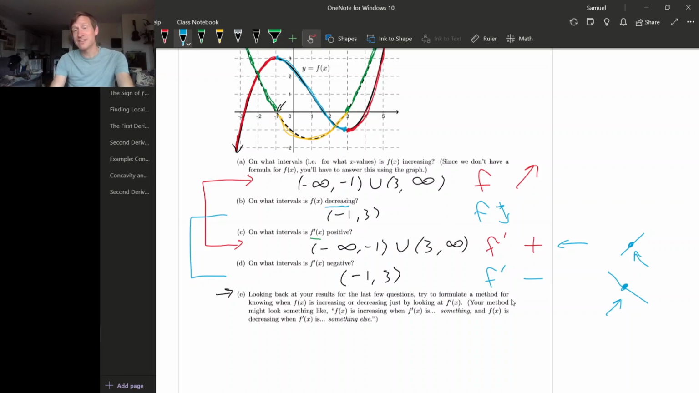So now that we have this idea in our back pocket, that the derivative is positive when the function is increasing and the derivative is negative when the function is decreasing, go ahead and have a look at the next page.